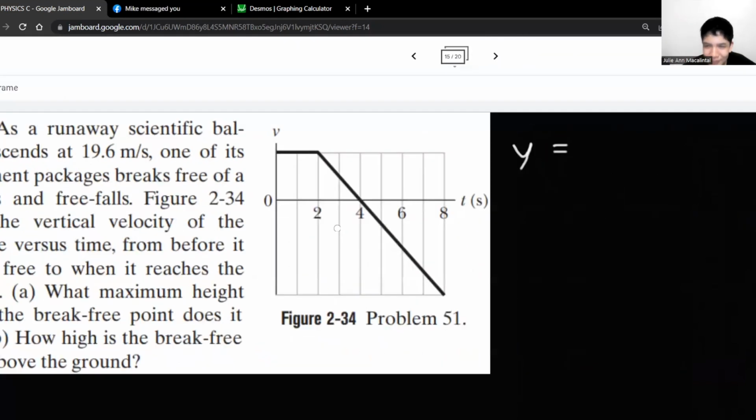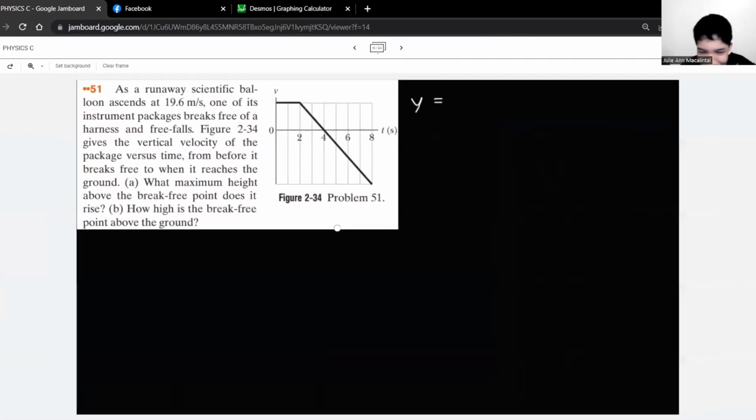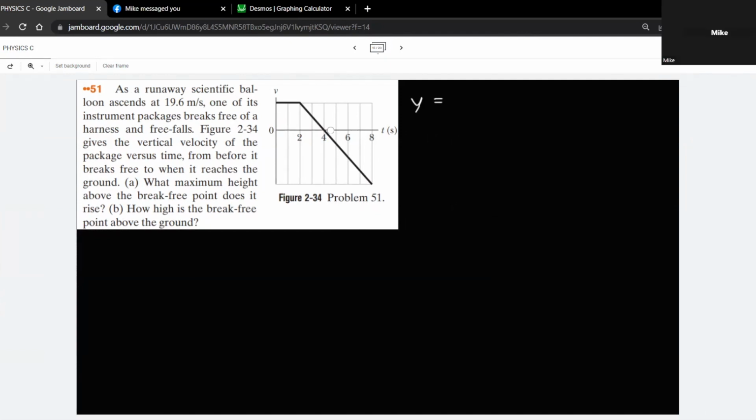Wait a minute. So this graph is kind of misleading po. So that at t equals 4, it suddenly rises again. Hindi. Ganito. This is velocity. It's not position versus time. So velocity from 0 to 2, what's the velocity? Positive. Pataas po. So pataas siya, constant speed.